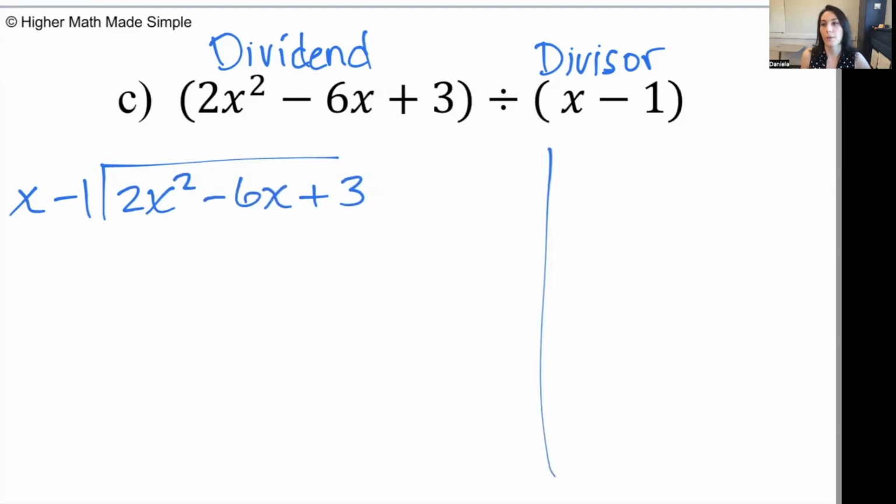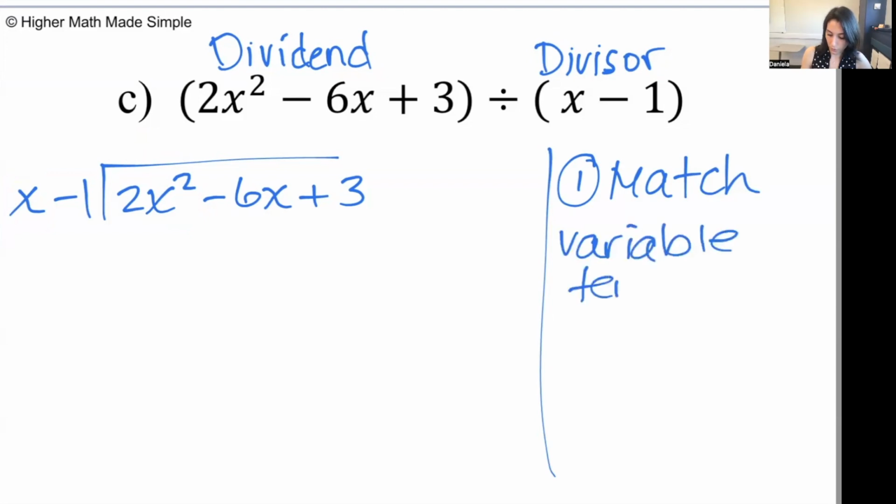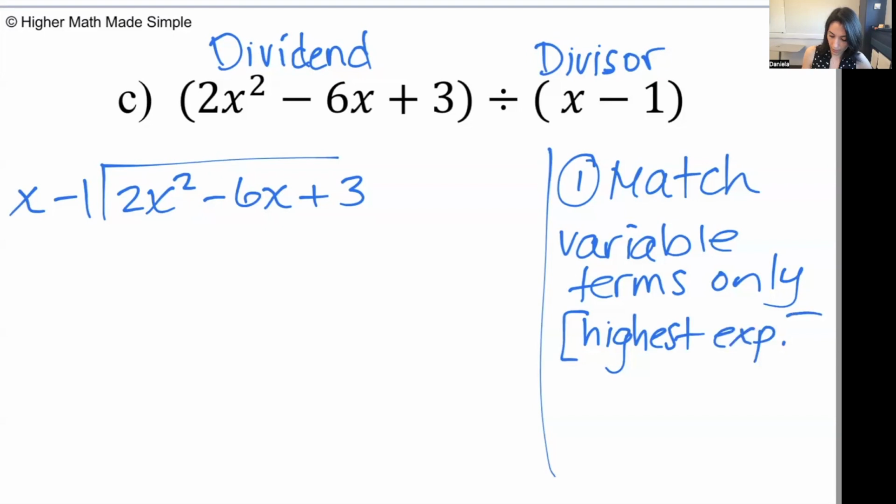So I'll write the steps on the right side here. So in my own words, I would say that the very first step is that you're trying to match. What are we trying to match exactly? The variable terms only, okay? And you're looking to match the variable terms with the highest exponent. So in this particular case, we're looking to match x, right? And 2x squared. So you're looking to multiply something, right? So you have to ask yourself, x times what gets me to 2x squared, right? Because we're trying to match them together. So I need a 2, and remember product rule says that the exponents have to add up together, right? So those exponents are both 1, 1 plus 1 is 2.